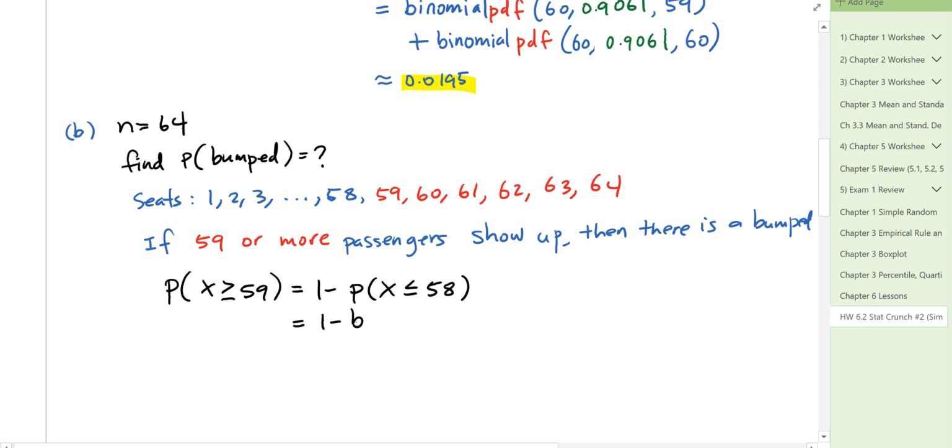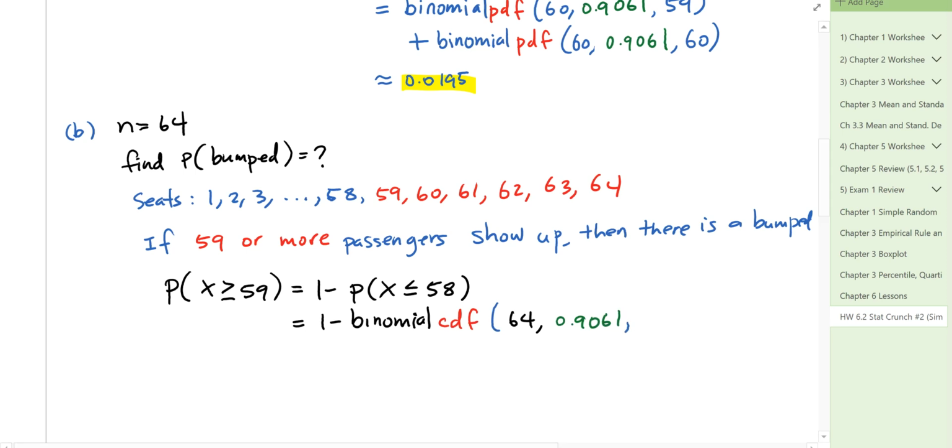That is equal to 1 minus, well, for less than or equal to, we're using binomial CDF, which sums up the probabilities up to that value. In this case, my n, the number of tickets sold, is 64, and the probability that a passenger is going to show up is 0.9061.